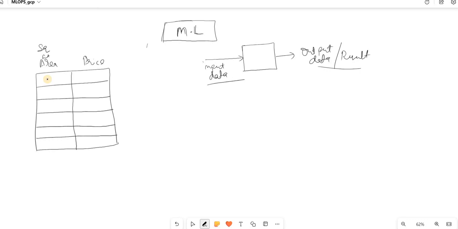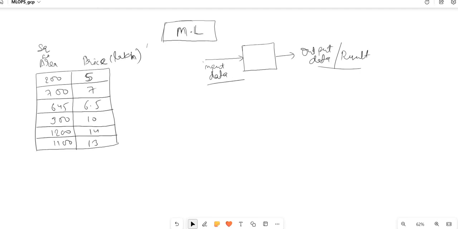Now, suppose one house is 200 square feet, another 700 square feet, 645 square feet, 900 square feet, 1200 square feet, and 1100 square feet. I'm putting random prices in lakhs: 5 lakh here, 7 lakh, 6.5 lakh, 10 lakh, 13 lakh, and 14 lakh. Randomly I took the areas in square feet and their prices.